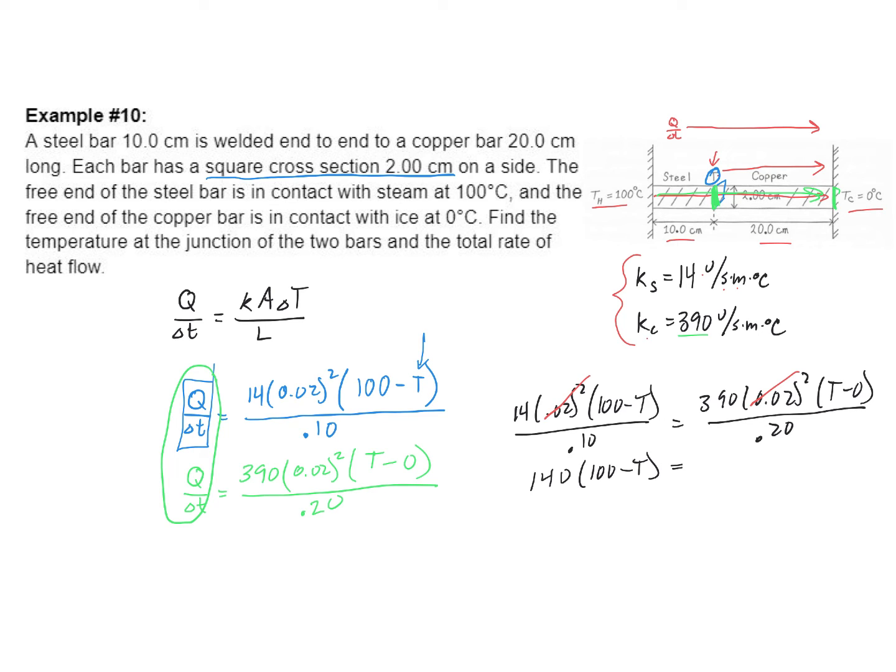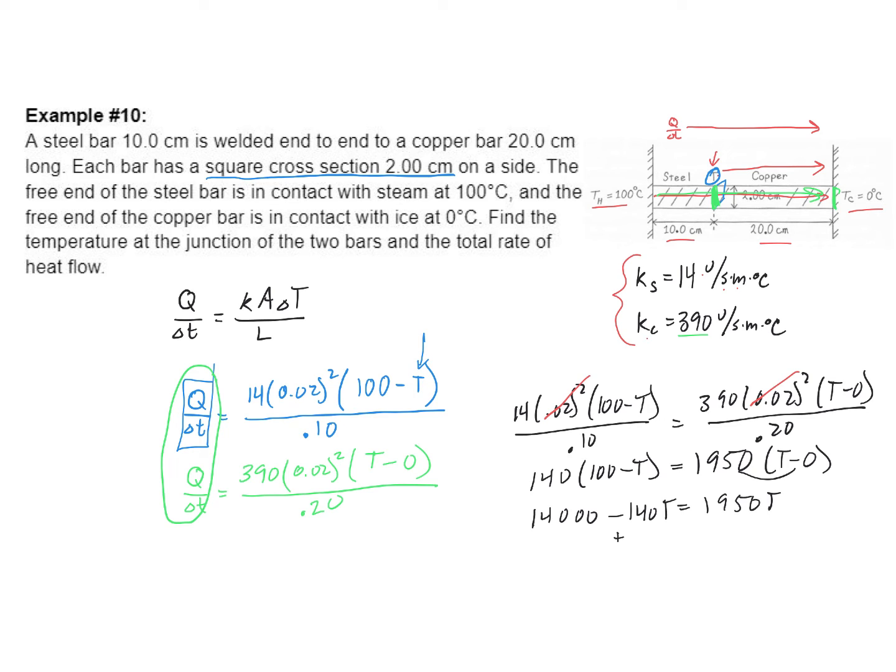And then on this side, I'm going to divide the 390 by the 0.2, and that's going to give 1950 times T minus 0. And now I should be able to just do my distribution and hopefully solve for T. So I'm going to end up with 14000 minus 140T is equal to 1950T, and then minus, when I take that over, that'll be 0.